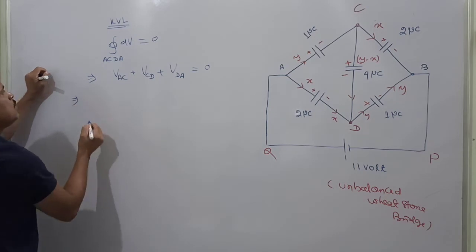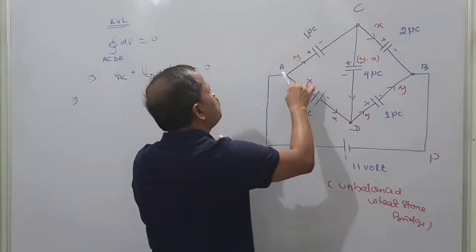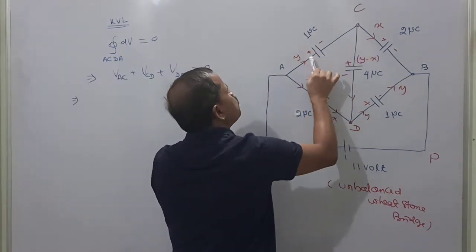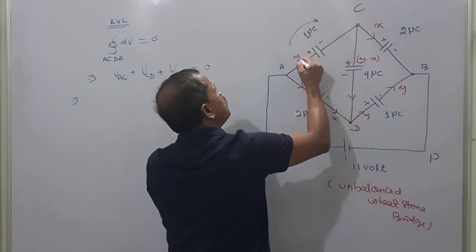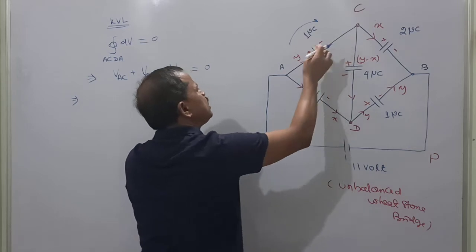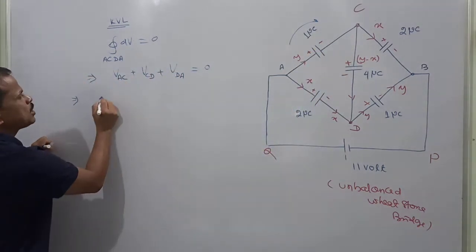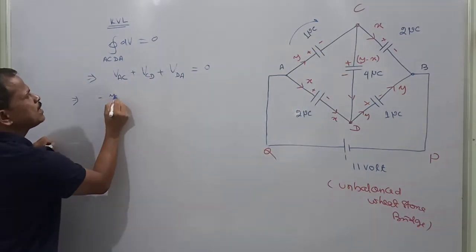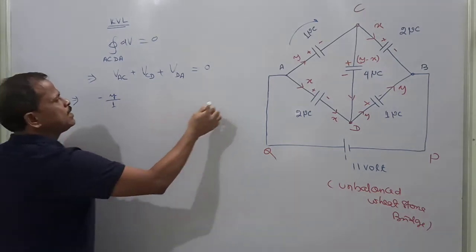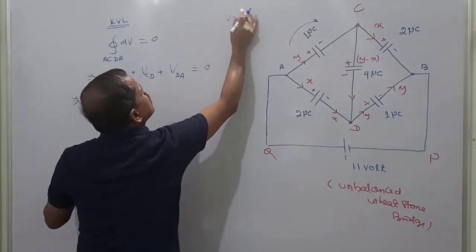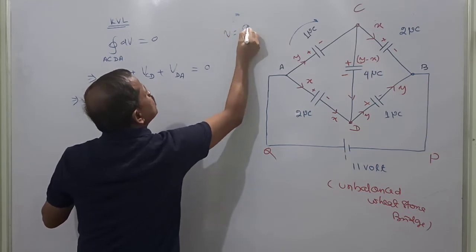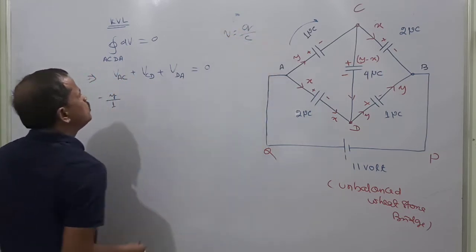Now take A to C. When you are moving from A to C, first the positive plate comes, then the negative plate. There is a loss of potential energy. Going this way, from positive plate to negative plate, potential is lost, so the potential loss is negative. That is charge by capacitance. Charge is y, and capacitance is this, because potential is equal to Q by C. That is the formula I am using.